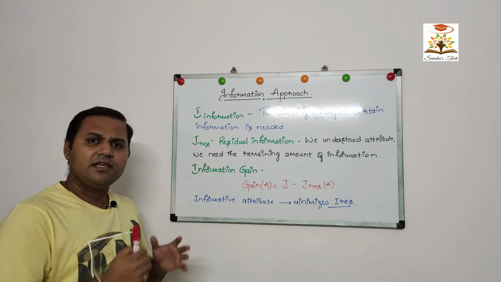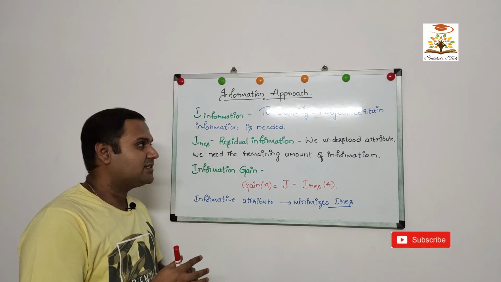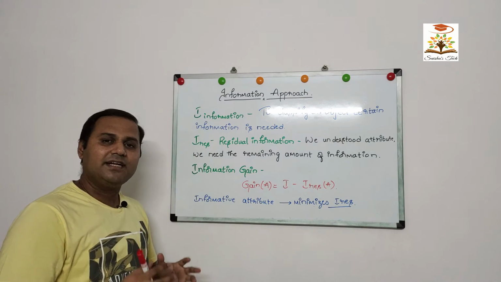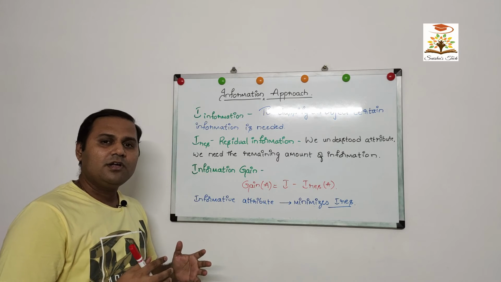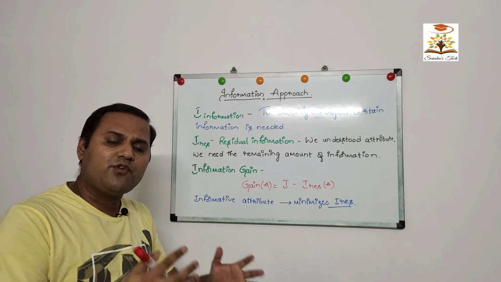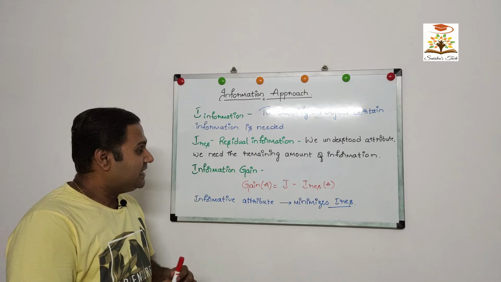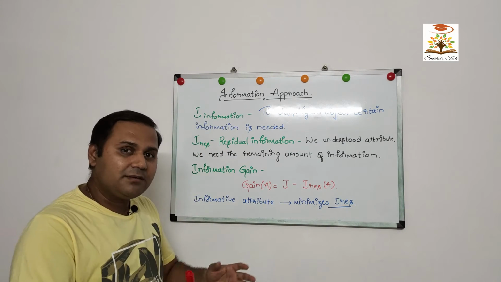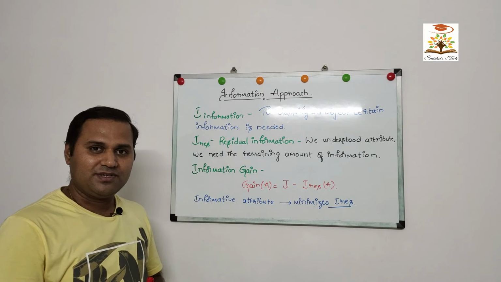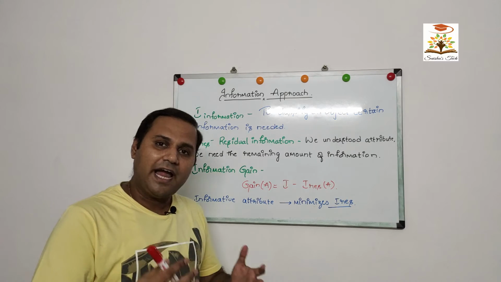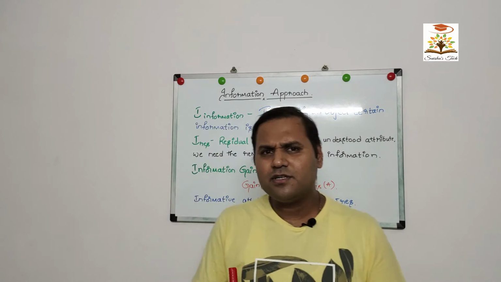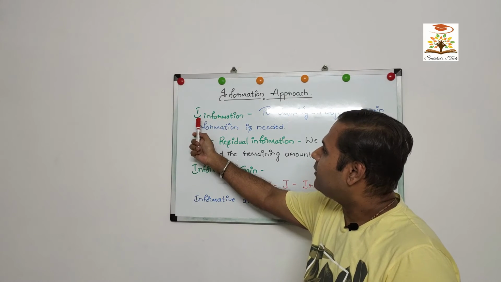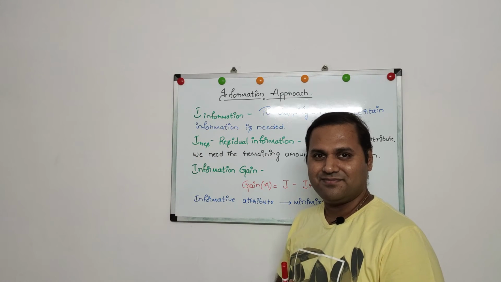Information gain: the gain of an attribute is the subtraction of information minus the residual of that attribute. We call an attribute an informative attribute when it reduces the residual of that attribute and maximizes the gain for that attribute. As we have understood these concepts, let us understand what the information criteria is.